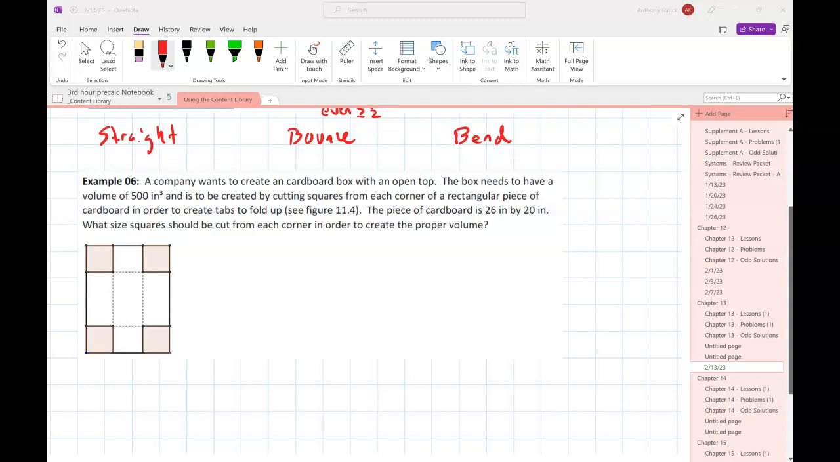All right, so let's think about what we know here. We're told the box needs to have a volume of 500 cubic inches, right? How do I calculate the volume for a box? Actually, no, that was also on the ECT. Based on length, V equals length times width times height.